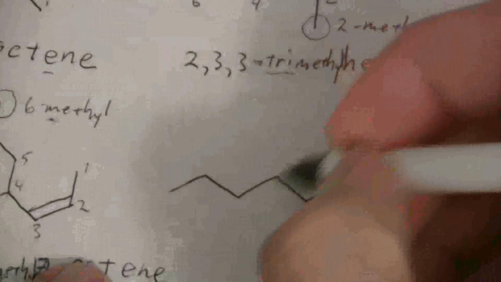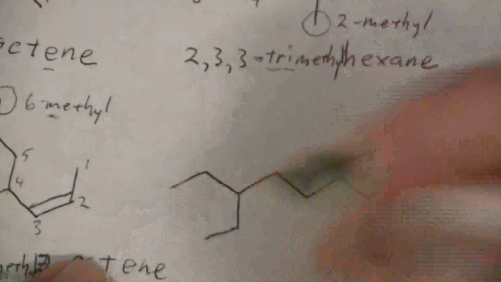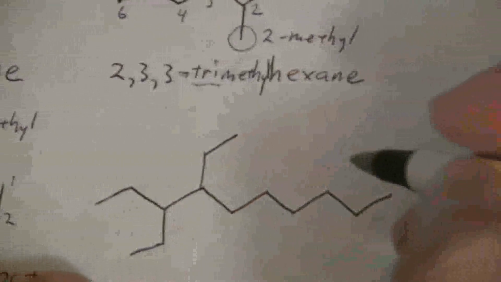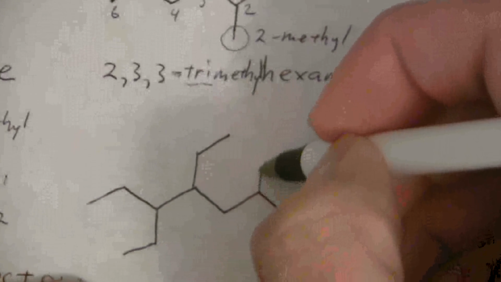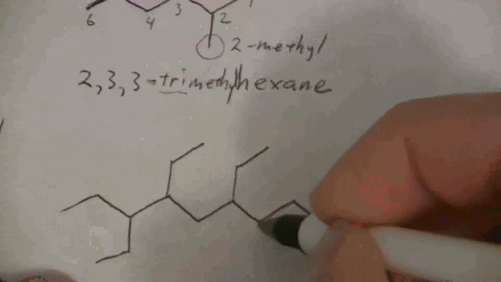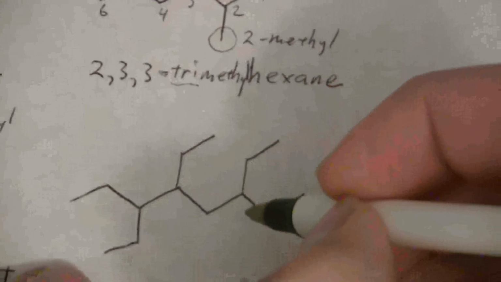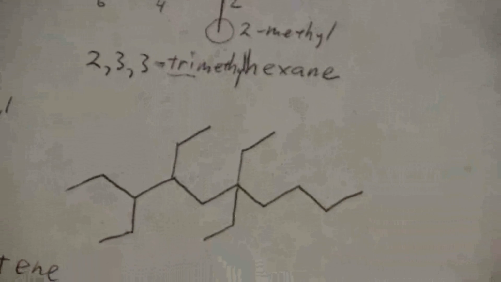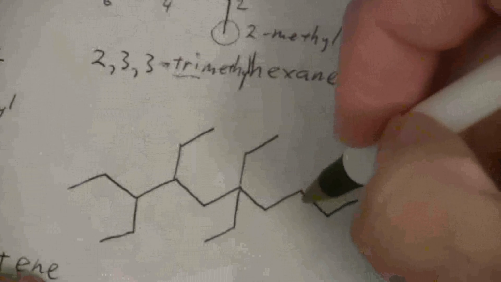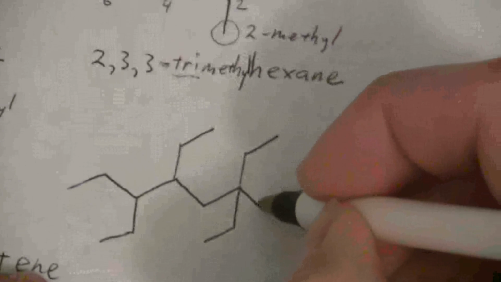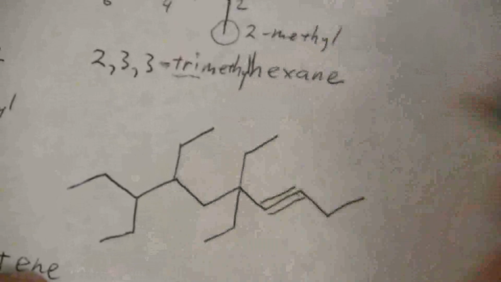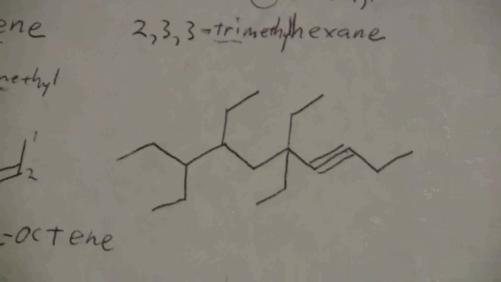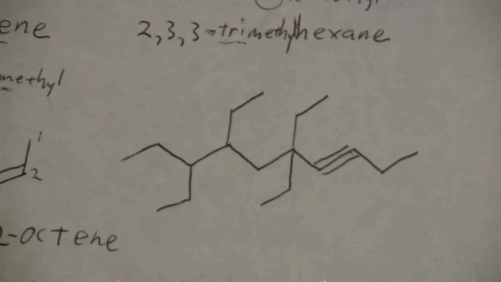Let's try something like this. We'll put in a few different groups here. I'm going to do it like this. Okay. Let's just make it interesting for the fun of it, and say there's a triple bond there. Okay, so now let's name this long molecule.